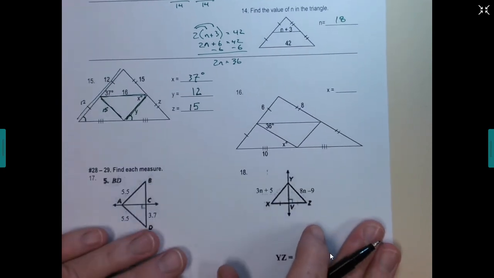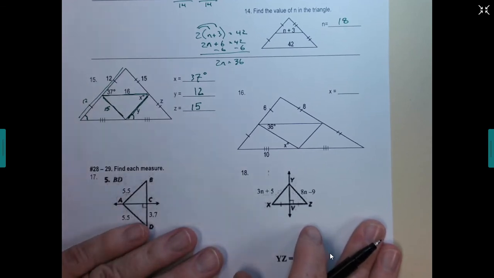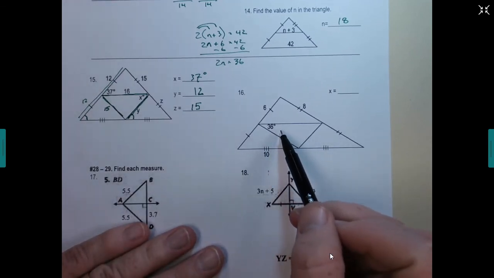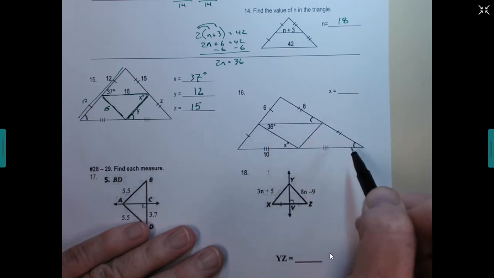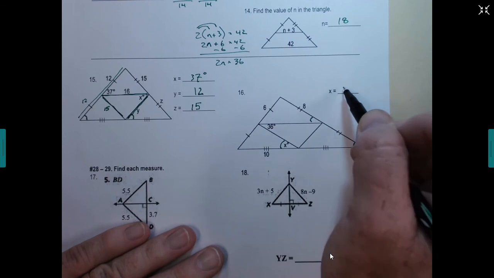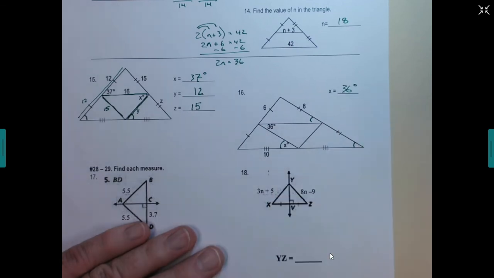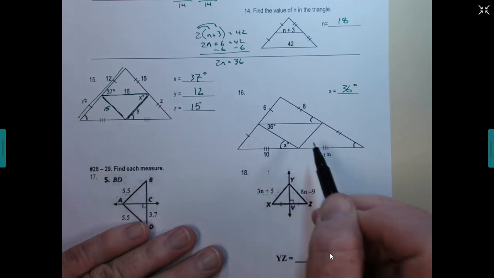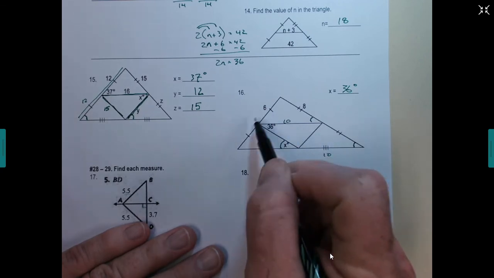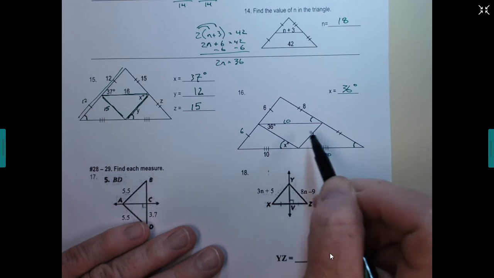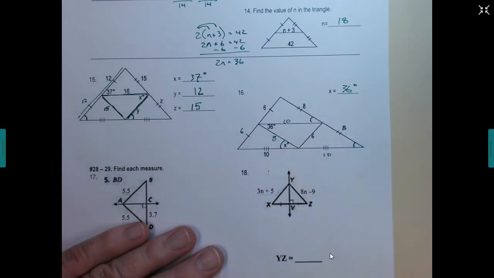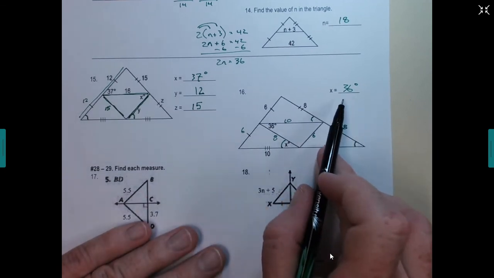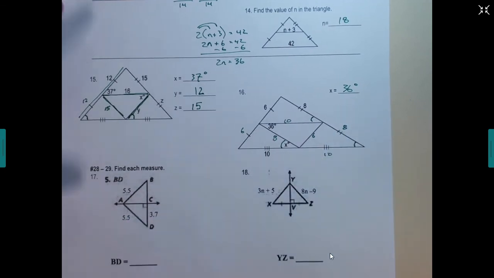So 16 is the exact same problem. And again, this has been flipped upside down. This angle would be the same as this one, and this one. So x is 36 degrees. I could have asked a bunch more questions. If that's 10, that's 10, that's 10. 6, 6, this mid-segment would be 6. 8, 8, and 8. But they only wanted the angle measure, so that one's a little bit easier.